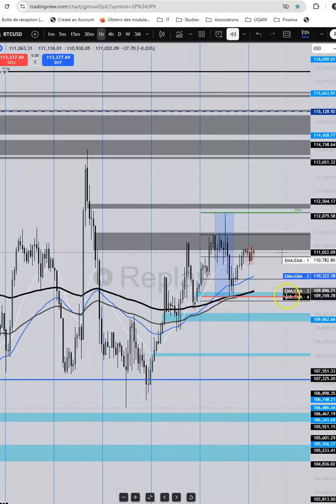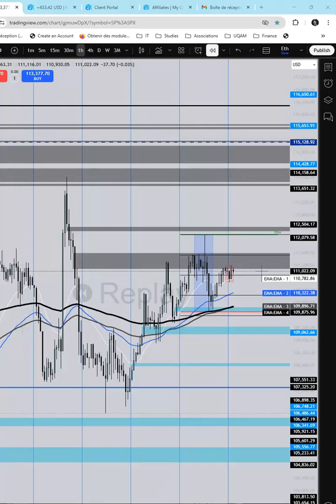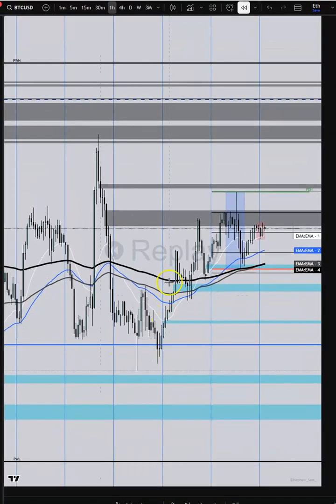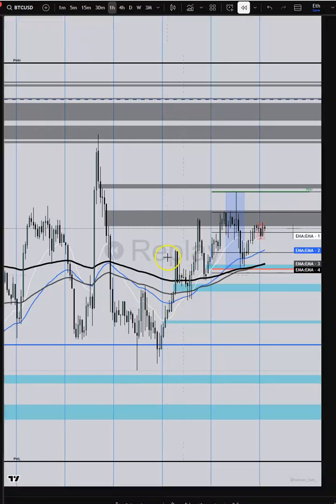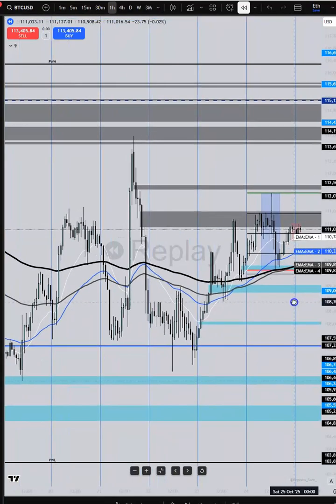You can see that here on the hourly chart between Wednesday and Thursday, price crossed all EMA and started trending above all the EMA, above the fast EMA and the slow EMA as well, which means we had a bullish trend.